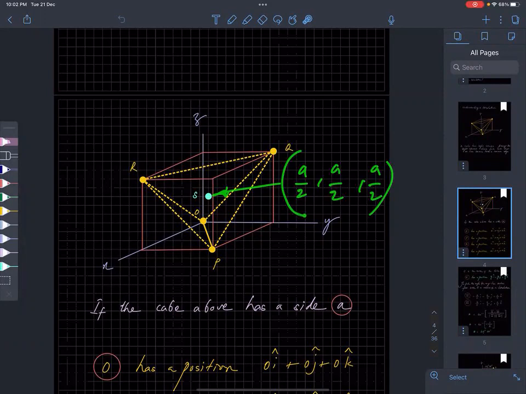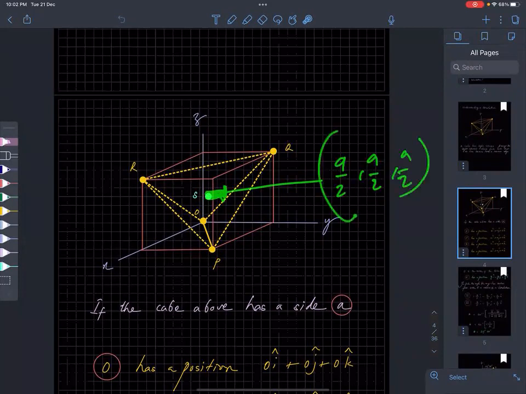Clear? Why? Because this is 0, 0, 0 and this corner is A, A, A. That is the body diagonal, and the center will be at the middle of the body diagonal. That's why the coordinates of the center will be A by 2, A by 2, A by 2. Clear?